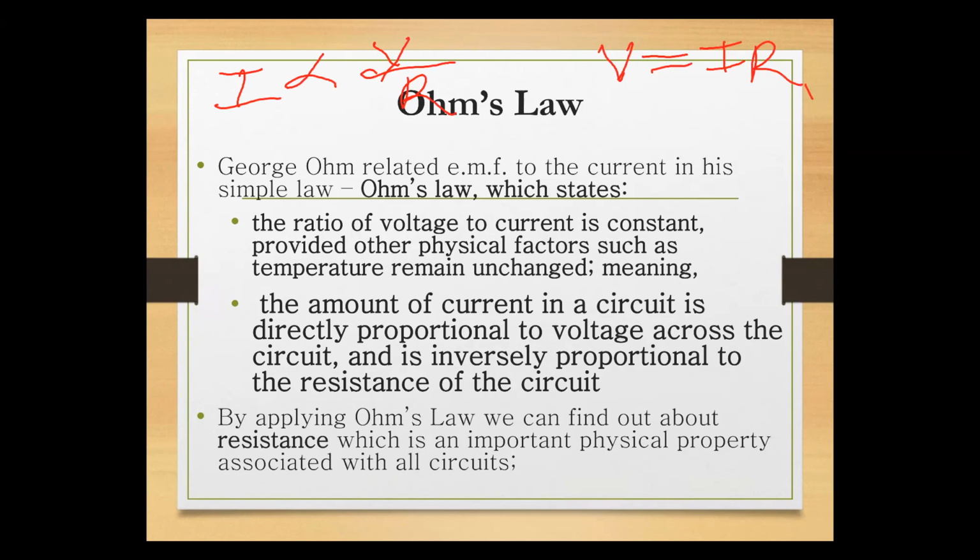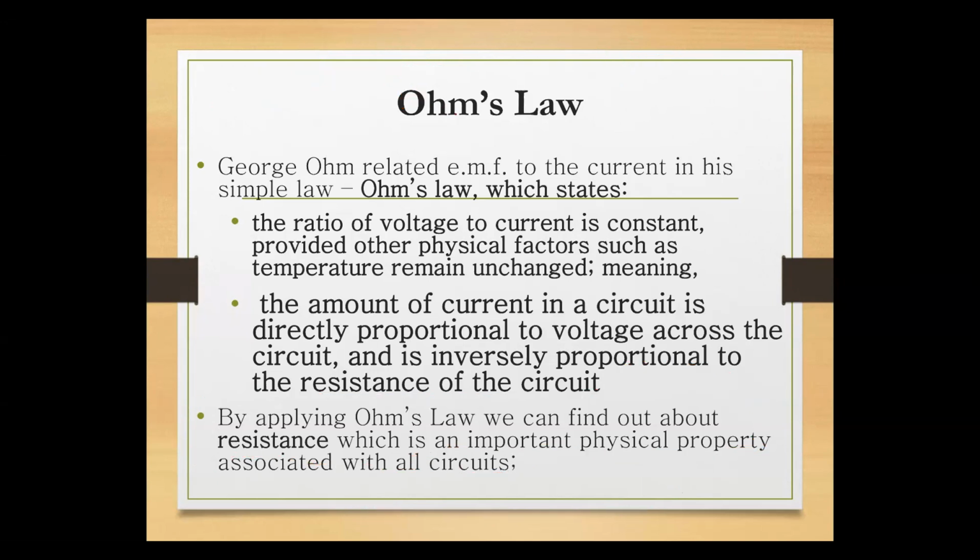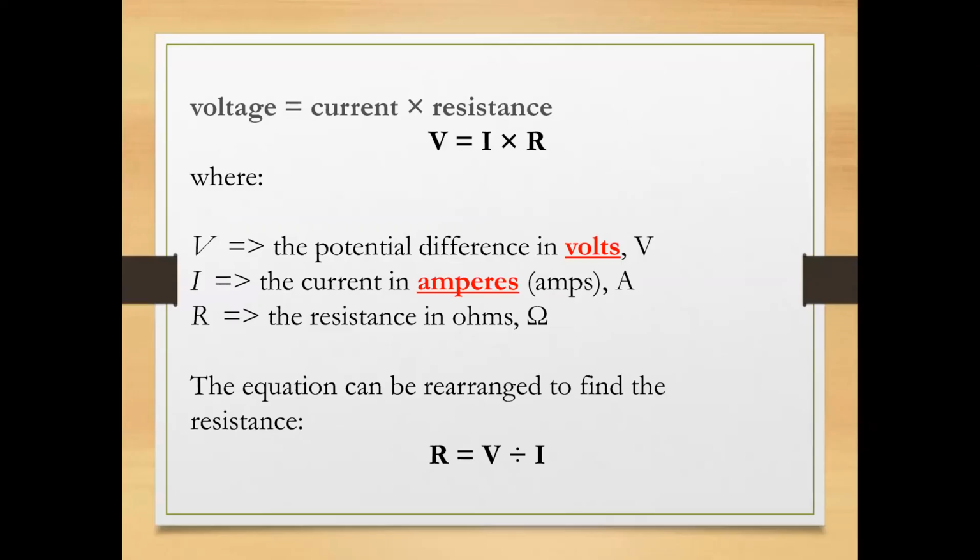Hence, by applying Ohm's law, we can find out about resistance, which is an important physical property associated with all circuits. So using this Ohm's law, we can now find out about the resistance. Let's go and talk about that. So as we said, voltage is equal to current times resistance, of which we've already talked about this.